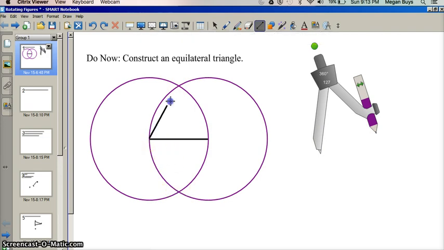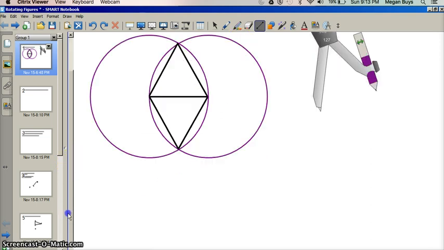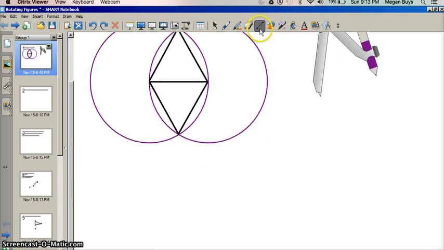So if we start from this endpoint to the intersection, and then from the intersection we pick up and go down here. So we have an equilateral triangle. We can have another one by going from here to here as well. And we have two different ones. We can also change it up by using not full circles, but just the arcs.